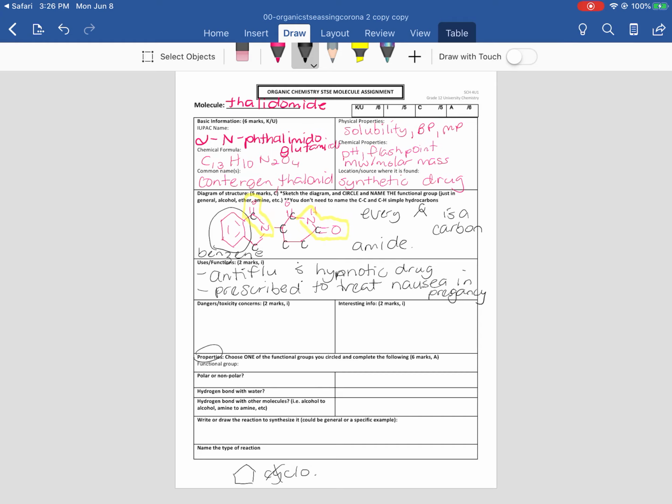And then the dangers or toxicity concerns. So it is teratogenic, which means it causes birth defects. And it can also cause excessive blood clots. So again, very, very simple. Now, some of you might actually find something like 5 grams per kilogram of body weight, an actual toxicity. Some of you might find just general ones as well.